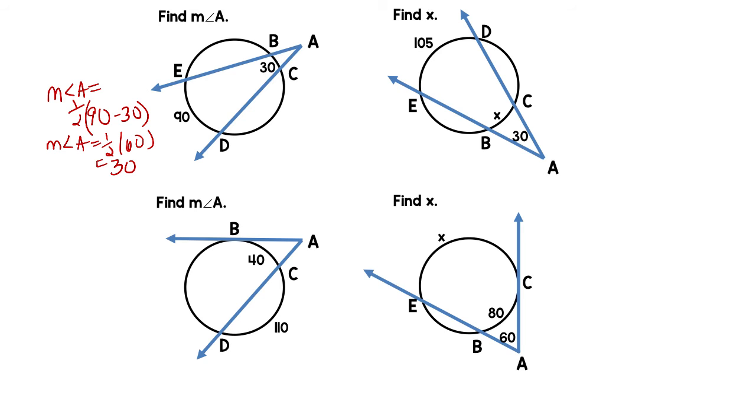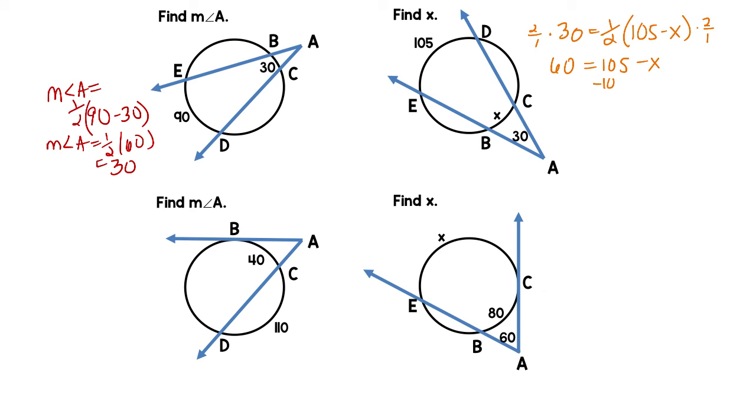Let's find X on the next problem. We want to know the inner arc. That means the measure of angle A, we know, is 30. That's going to equal 1/2 the outer arc, 105, minus the inner arc, X. Again, I'm going to get rid of that 1/2 first and make it times 2/1. That's 60 equals 105 minus X.